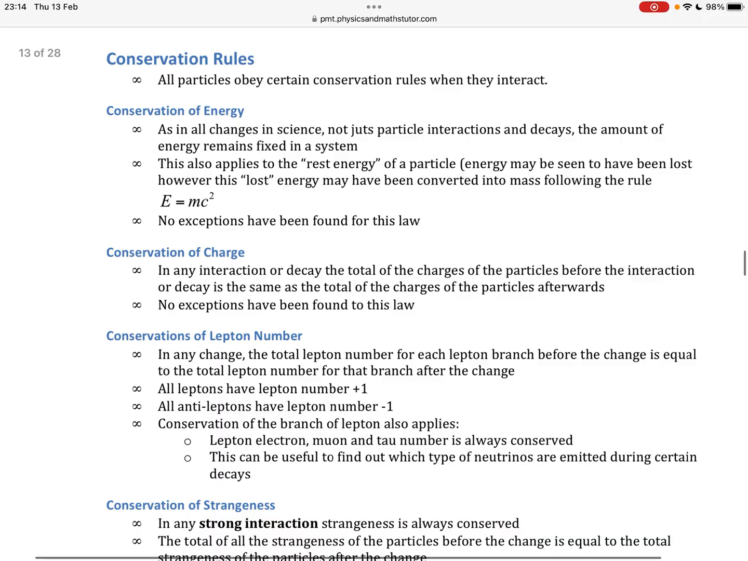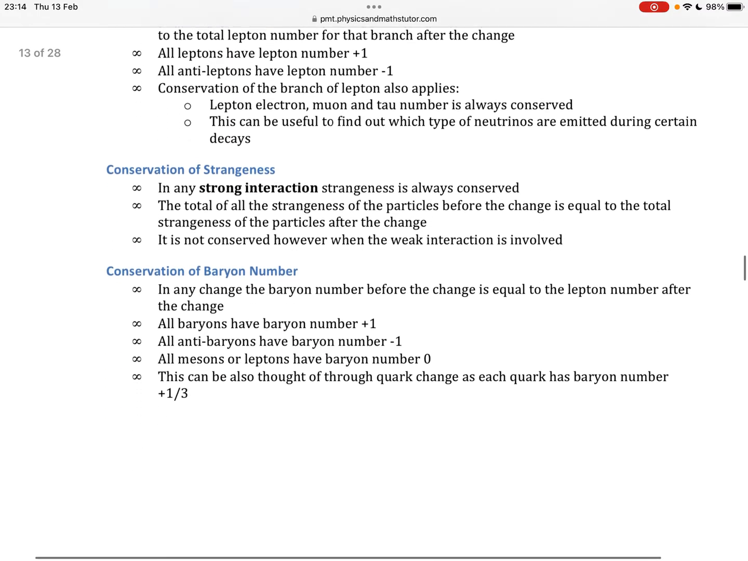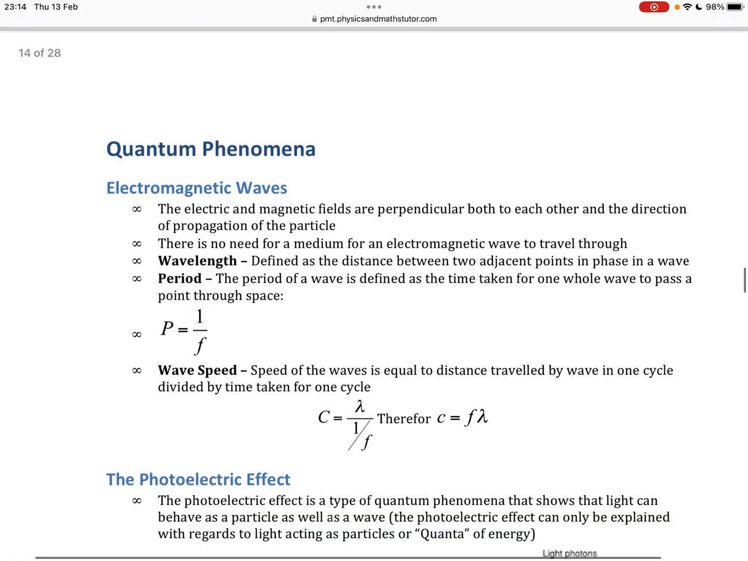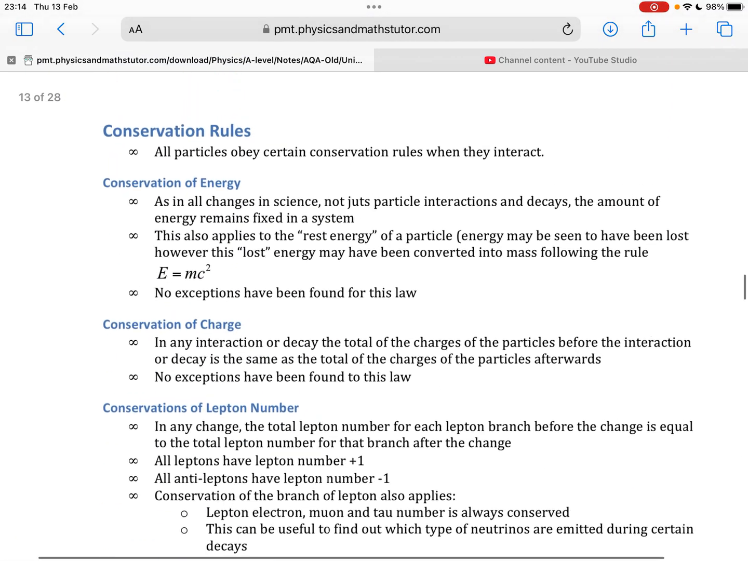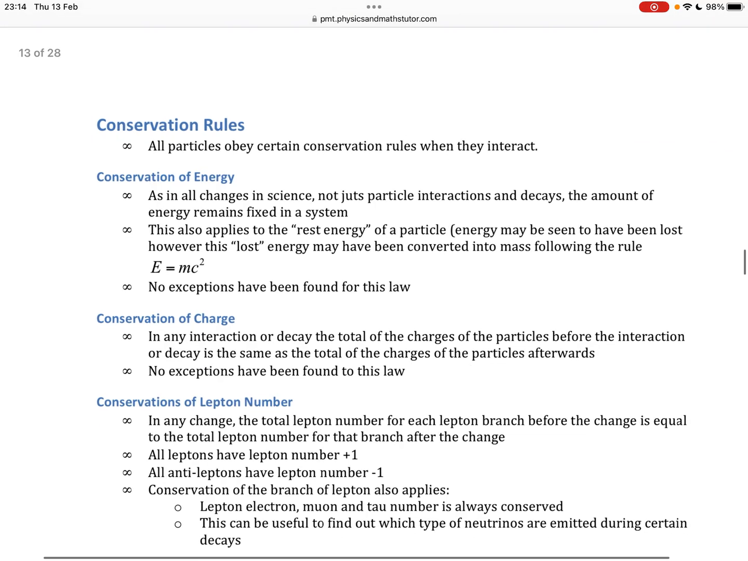What about the conservation rules? Conservation rules will be covered, God willing, in the next video. We'll be talking about conservation of energy, charge, lepton numbers, strangeness, and baryon number, and then we will be going into quantum phenomena. If you'd like to screenshot and study it before the video, here you go.